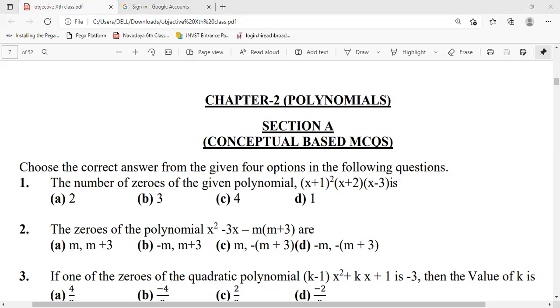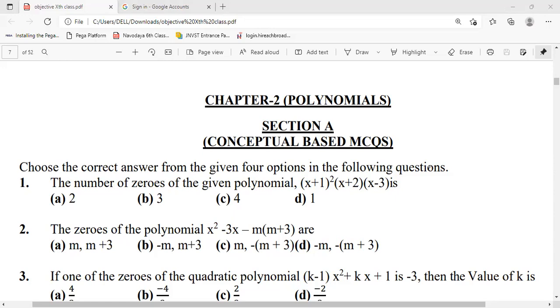In this session, we will discuss some MCQs, that is objective questions of the polynomials. Here we will do only shortcut methods. If you want the details of this topic, I will keep that video in end card. Just you go through that for the basics.